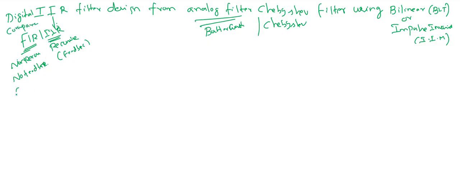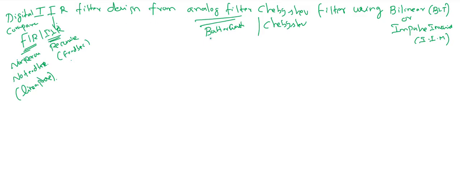So if you want a linear phase, then you can prefer a linear phase FIR filter. IIR filter, the magnitude response. IIR filter has less complexity, and depending upon the applications, you can choose either FIR or IIR.